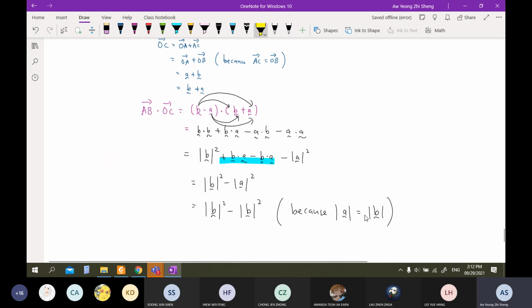So length of A is the same as length of B. That's why we can happily replace length of A by length of B. And the power 2 remains, of course. Okay. Then you have now length of B squared minus length of B squared, which is the same thing, minus by itself. That's why we can happily get 0.